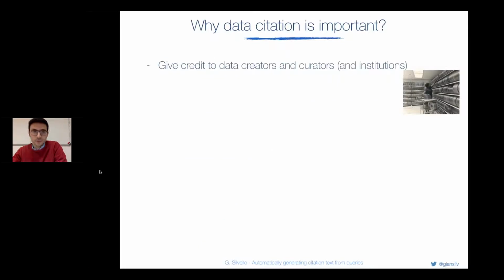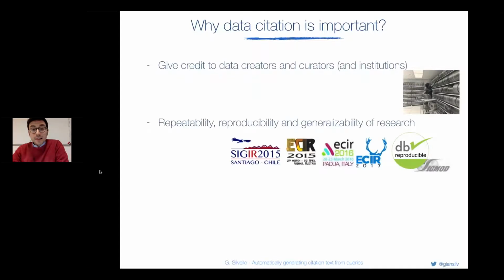But why is data citation important? First of all, as I said before, to give credit to data creators and curators, and also to institutions that invest in data creation. Then, for repeatability, reproducibility, and generalizability of research. This is a hot topic in several fields. I'm from the information retrieval field, and there we have been talking about reproducibility in the last years. For instance, at the European Conference on IR, there is a specific track about reproducibility, but also in the database community, they have this concept.